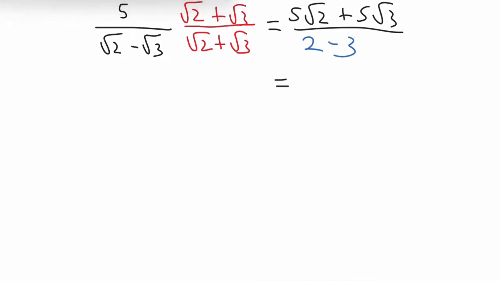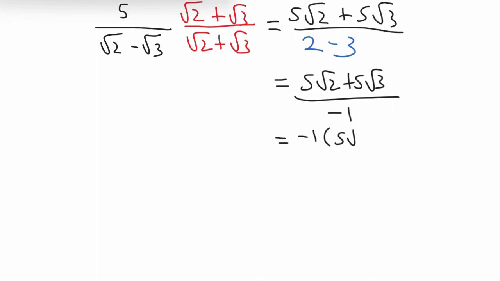Okay, so let's simplify this. 5 square root of 2 plus 5 square root of 3 all over 2 minus 3 is negative 1. Bring the negative up to the top. I'm going to change the sign of everything in the numerator. Negative 1 times 5 root 2 is negative 5 root 2. Negative 1 times 5 root 3 is negative 5 root 3.